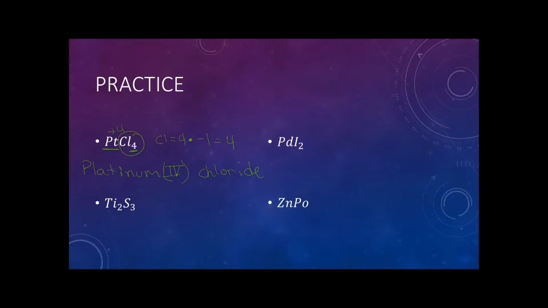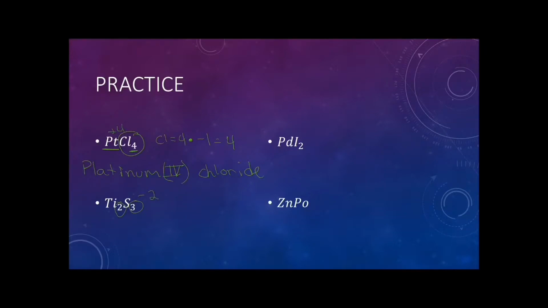Let's try the next one. The next one we have titanium and sulfur. You notice sulfur has a 3 there, and titanium has a 2. So sulfur's typical charge, it's in group 16. Typically these have a -2 charge. They gain 2 electrons, so its typical charge is -2.